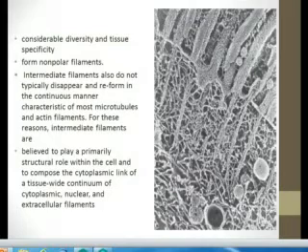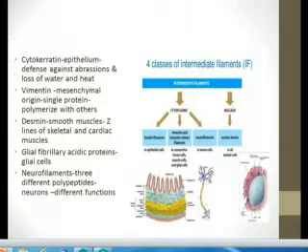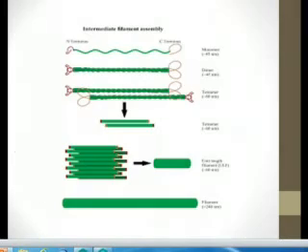So this is basically involved in bearing the tensile strengths and the shearing strength, giving the strength of the cell against the shearing forces. So basically the intermediate filaments are structurally stable filaments, and they are giving the structural stability to the cells. Now, how are they formed?